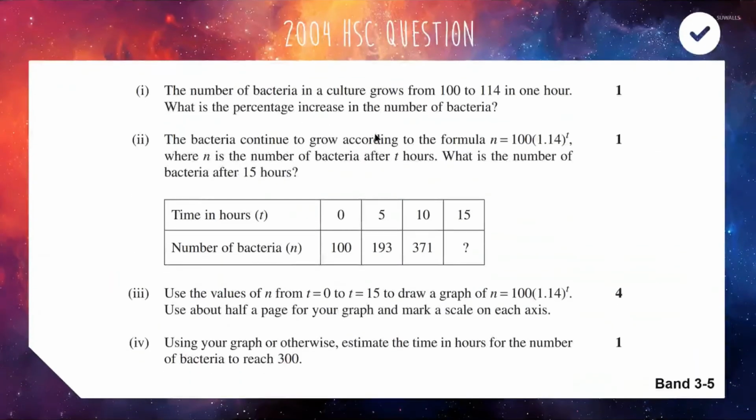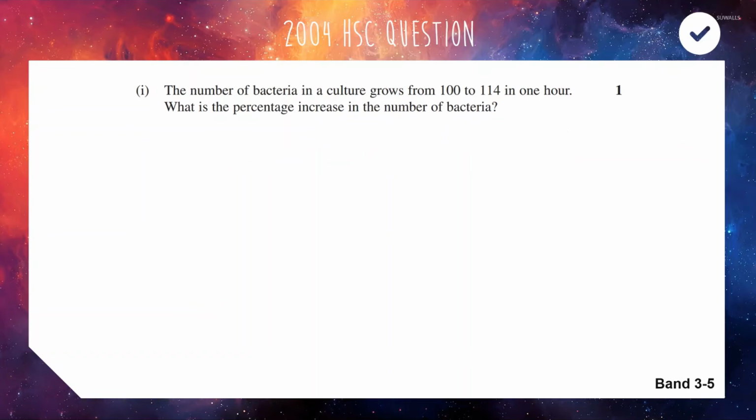All right, coolio. To finish off, we're going to have a crack at an ancient HSC question from 2004. We've got the number of bacteria in a culture grows from 100 to 114 in an hour. What is the percentage increase in the number of bacteria? So we're asking ourselves, if you grew from 100 to 114, by what percentage have you increased? Hopefully you can see that we've increased by 14, and 14 out of 100 is literally just 14%. So by going up 14 from 100, we've gone up by 14%. There's your first mark for this question.